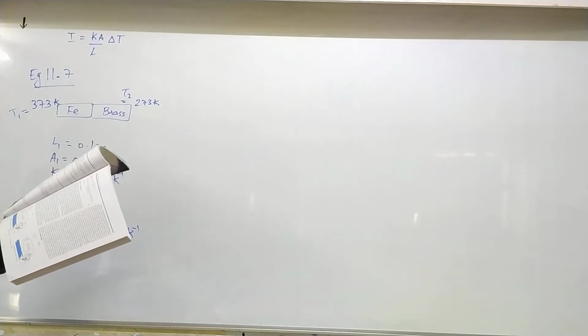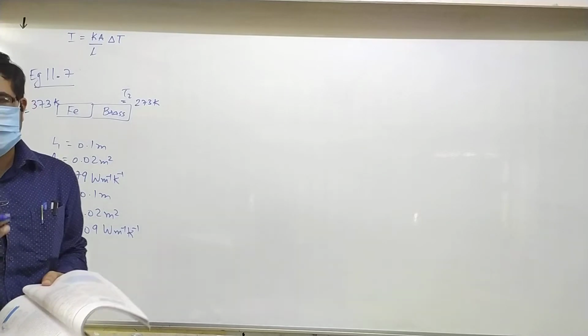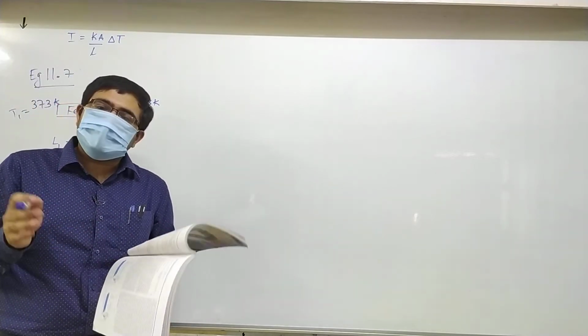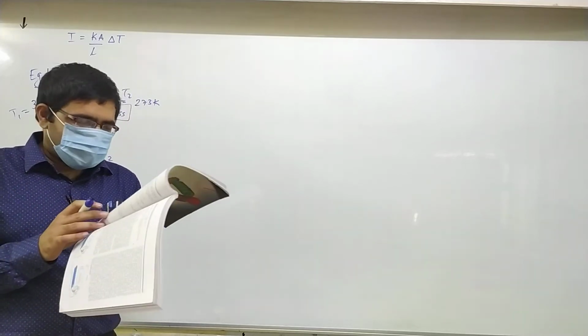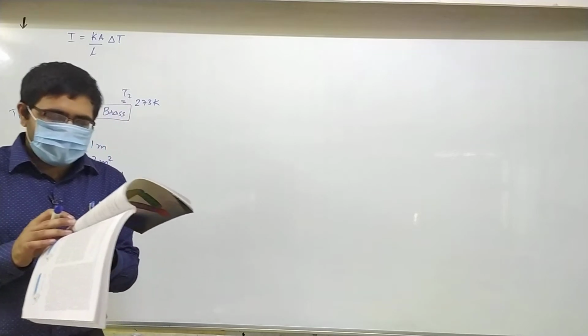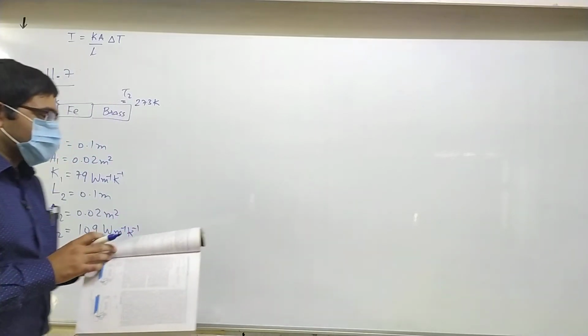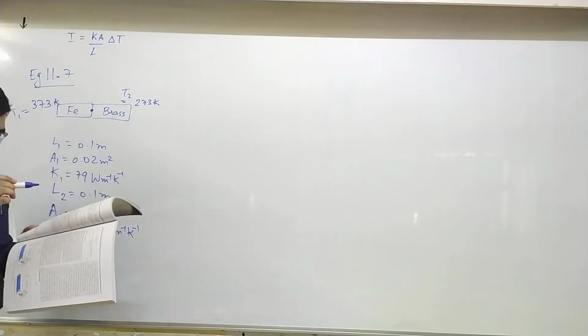Okay. Obtain expressions for, so first of all we have to obtain an expression. Expression, that is a formula. First we'll get a formula and then we'll put the values and get the final answer. So obtain expressions for and hence compute the temperature of the junction of two bars, that is the temperature here. That's the first question.